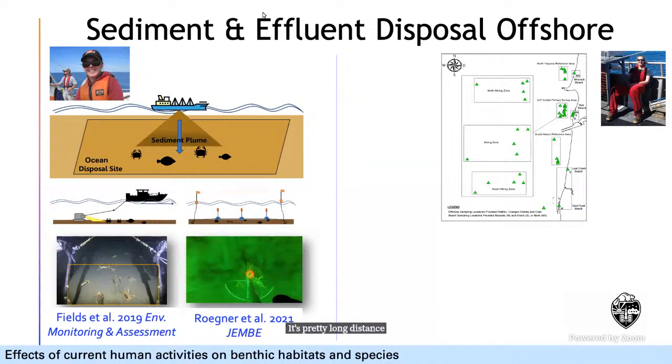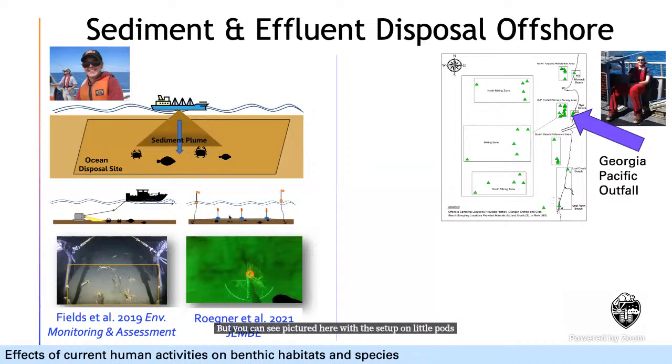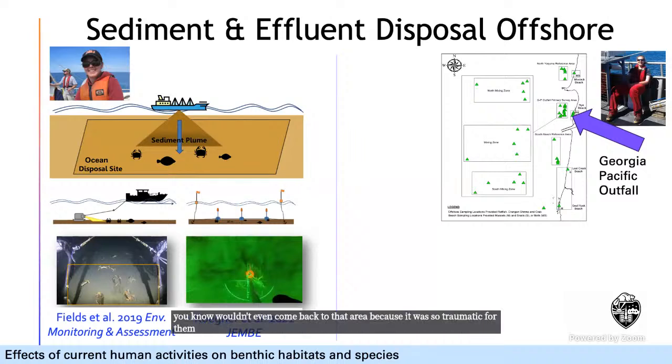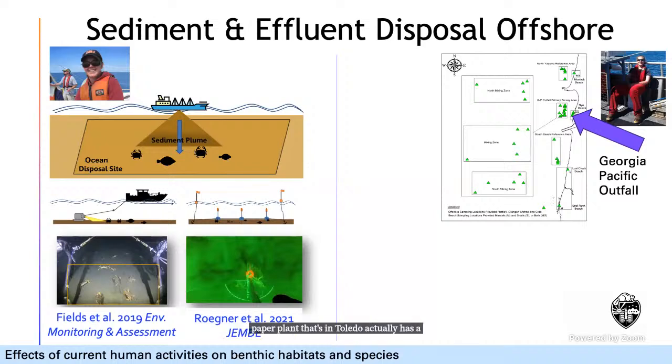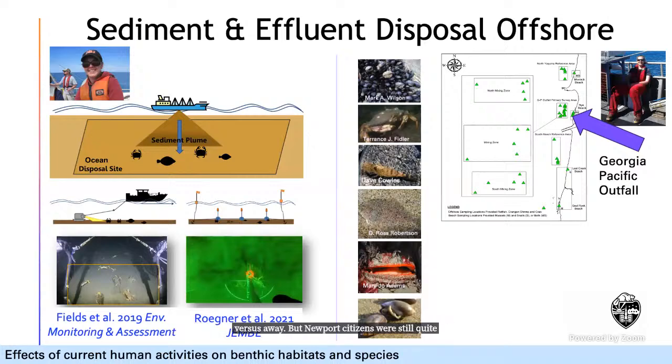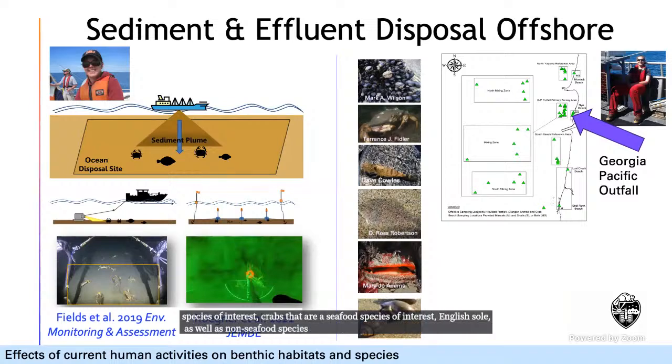The other offshore disposal project we did was looking at the GP outfall pipe. The Georgia Pacific paper plant in Toledo actually has an outfall pipe that goes all the way out to the ocean, from Toledo to Newport and offshore. Some earlier studies had not found any differences in the benthic communities near the outfall pipe versus away. But Newport citizens were still quite concerned about this outfall pipe. And so we got money from the city to collect lots of species of interest: crabs, a seafood species of interest, English sole, as well as non-seafood species.